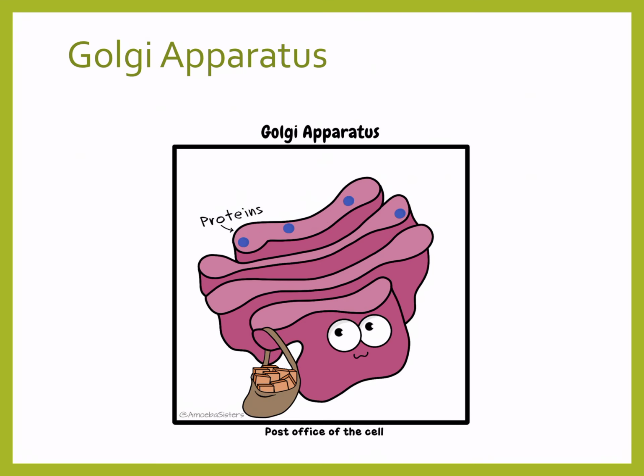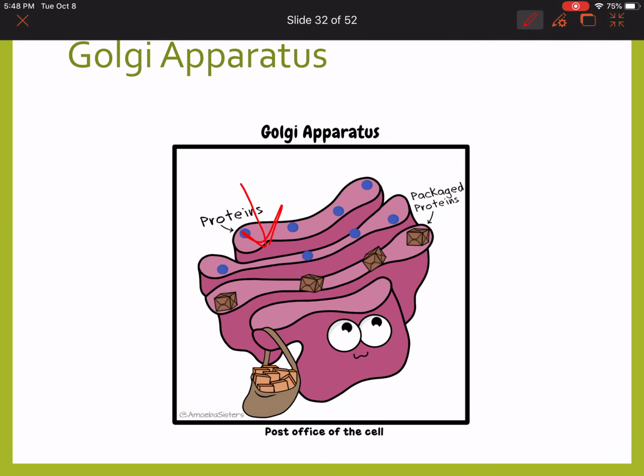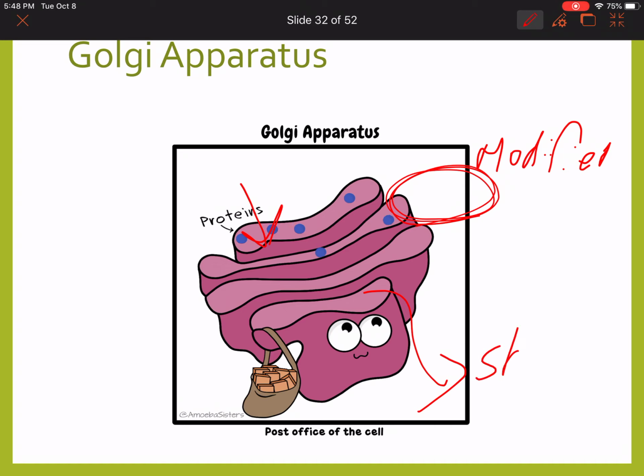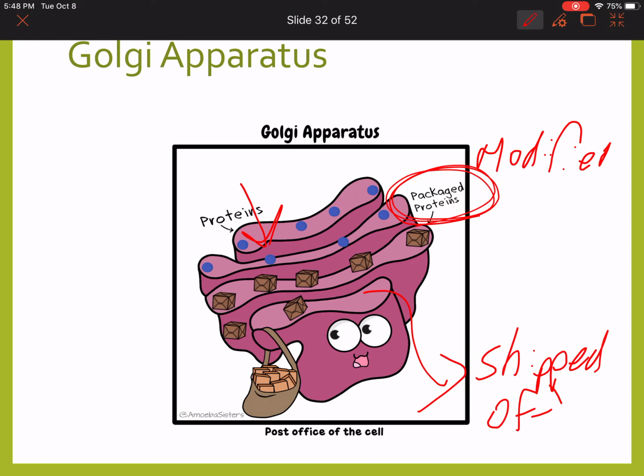Okay. Here's a cute little animation. And just like I said, the proteins come in, they get modified. In this case, they get packaged. Oop, where'd it go? It'll come back. Packaged. Or you can say modified. And then they leave and get shipped off. So very, very much like the UPS of the cell.